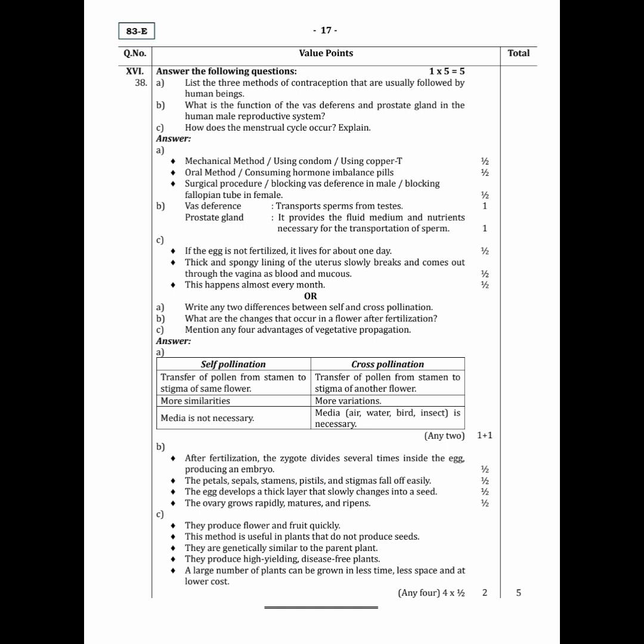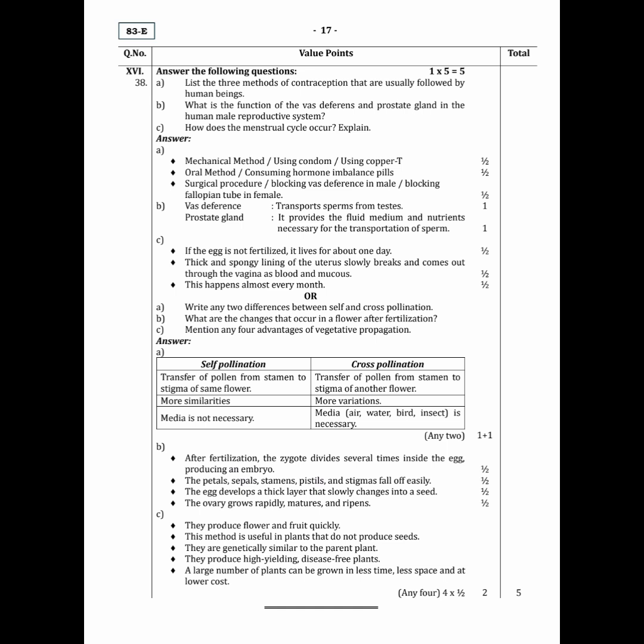Sub-question B. What is the function of the vas deferens and prostate gland in the human male reproductive system? Answer. Vas deferens transports sperms from testes. Prostate gland provides the fluid medium and nutrients necessary for the transportation of sperm.